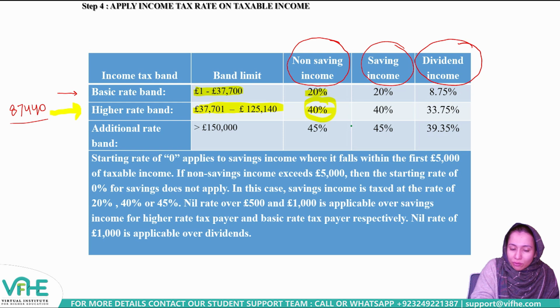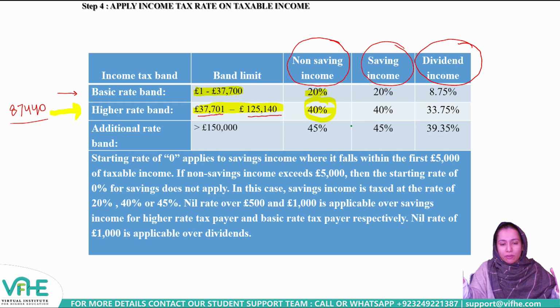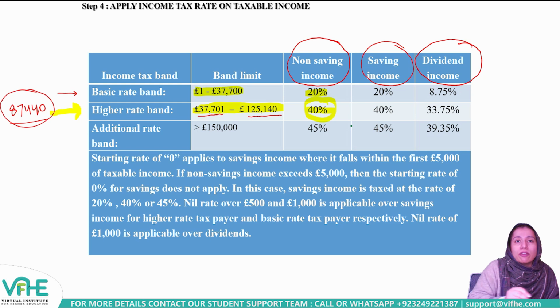87,440 pounds. So starting from 37,701 till 125,140, if you take the difference of these two extremes, then you will come to know that 87,440 pounds is the maximum figure which is going to be accommodated in the high rate band. Over this, the high rate shall be applied. And what is the high rate for non-savings income? That's 40%.